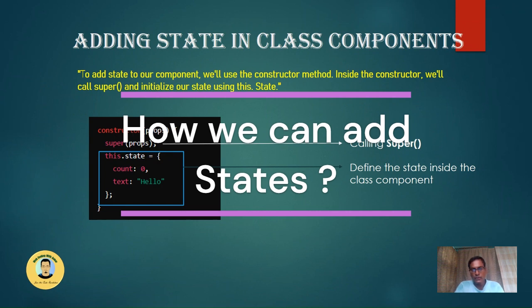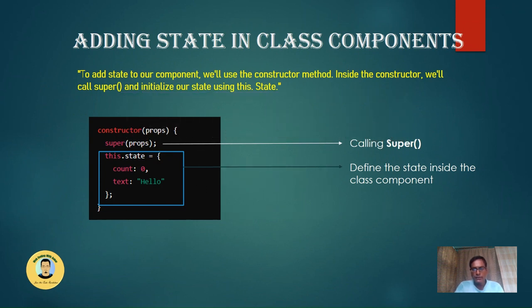To add state into our class component, we will use the constructor method. Inside the constructor, we will call super and initialize our state using this.state. As you can see in the slide, inside the constructor, we are calling the super constructor, which calls the parent constructor of the class it extends. And secondly, we have defined the state inside the class component. This is how we can define our state inside the class component.